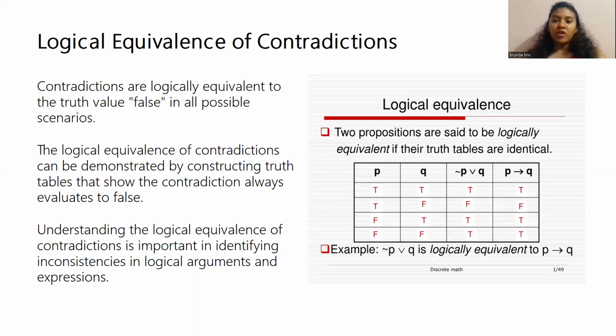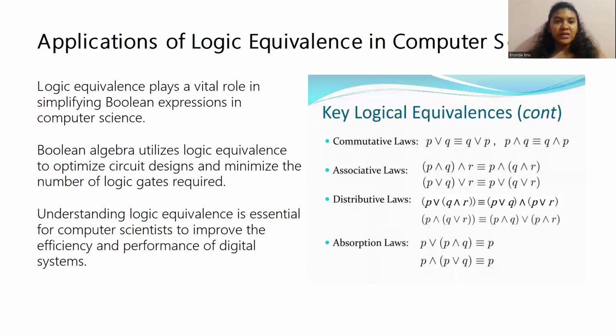Logical equivalence of contradictions. Contradictions are logically equivalent to the truth value false in all possible scenarios. The logical equivalence of contradictions can be demonstrated by constructing the truth table that shows the contradiction always evaluates to false. Understanding the logical equivalence of contradictions is important in identifying inconsistency in logical arguments and expressions.